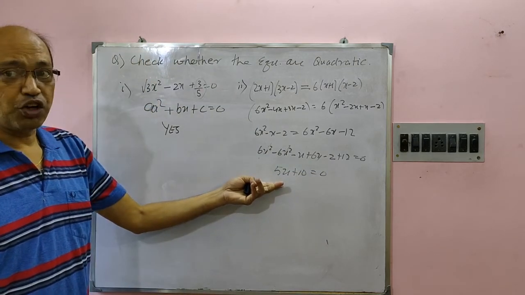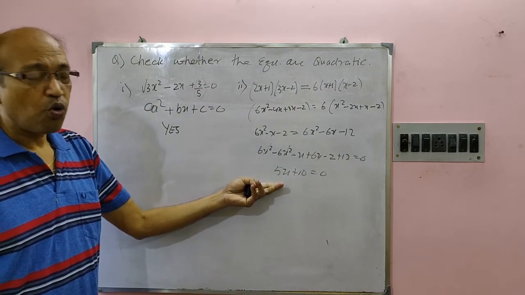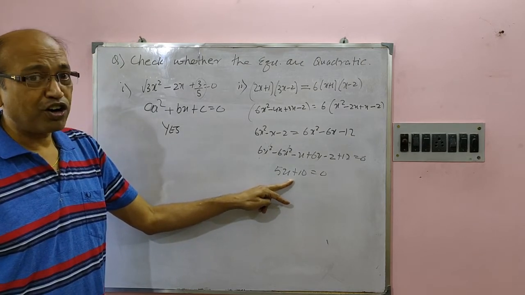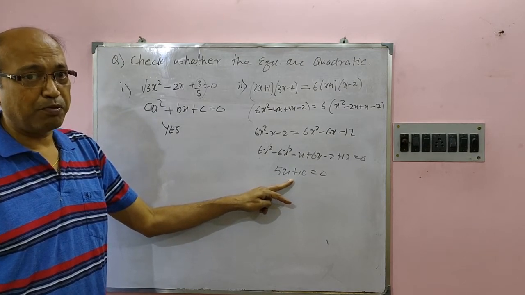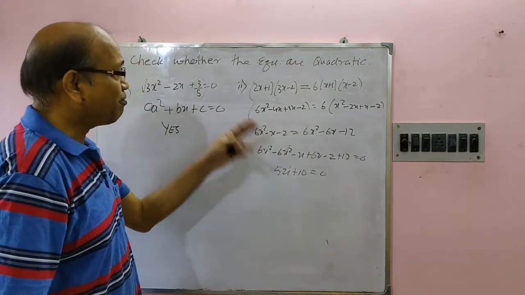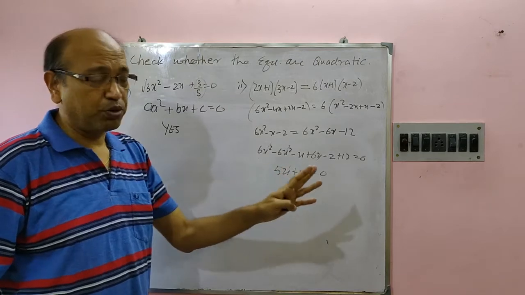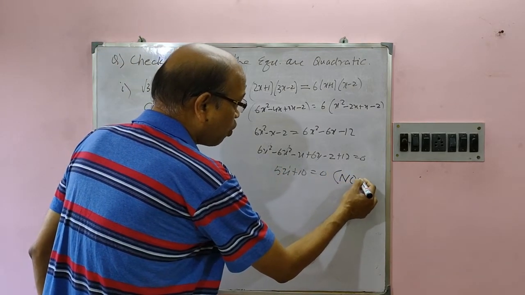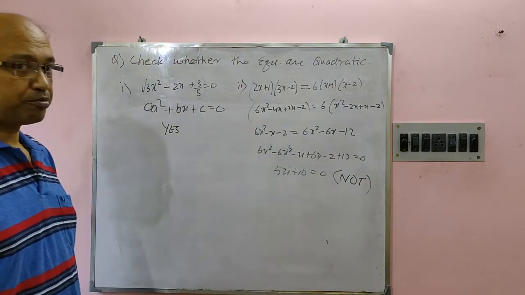Is it a quadratic equation? No. Why? Because in this equation, the maximum power of the variable is 1. x means power 1. But for a quadratic equation, it has to be 2. Therefore, this is not a quadratic equation. Clear?